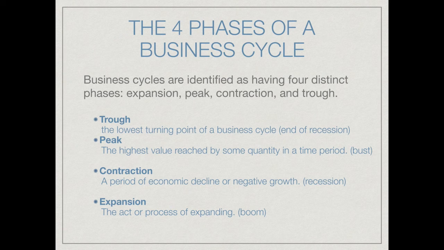A peak is considered the highest value reached by some quantity in a time period. Basically, when the revenue generated is at its highest point during that time period, and eventually it's going to start declining. Contraction is a period of economic decline or negative growth, basically when it's at a downturn, when it's going down. In other words, recession. And finally, expansion is what we all want. It's the active process of expansion when it's exploding, also known as the boom.